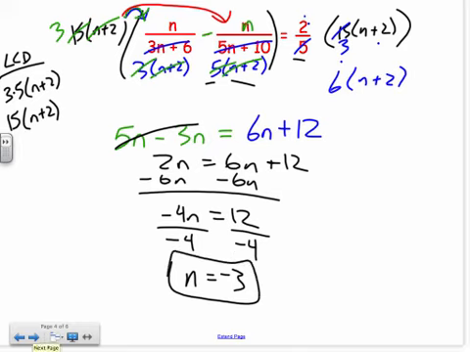So I need to plug it back into my original equation. Well, if I plug a negative 3 in here, negative 3 times 3 is negative 9, so that's not going to make that 0. Plug in a negative 3 over here: 5 times negative 3 is negative 15, so that won't be 0. So we're good. No extraneous solutions. I know that n equals negative 3.